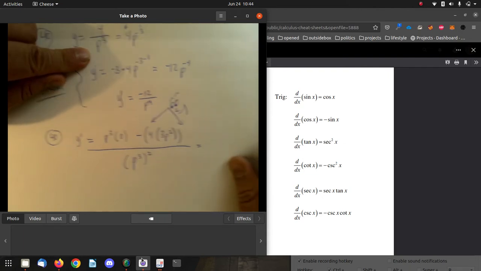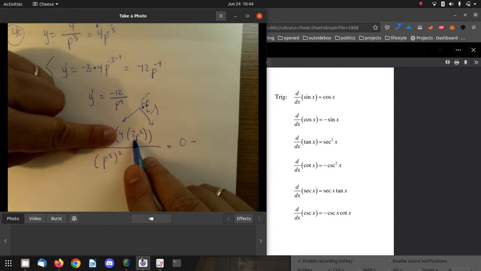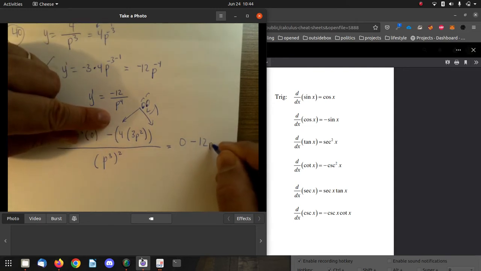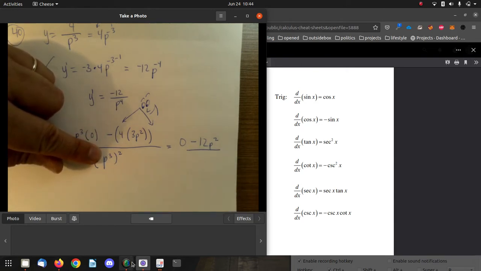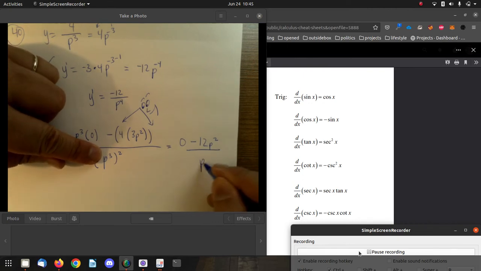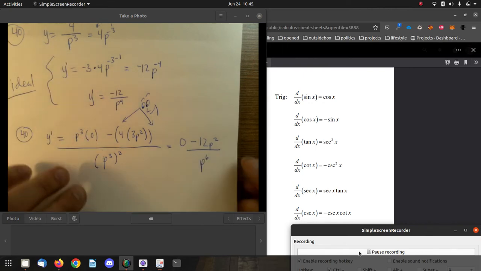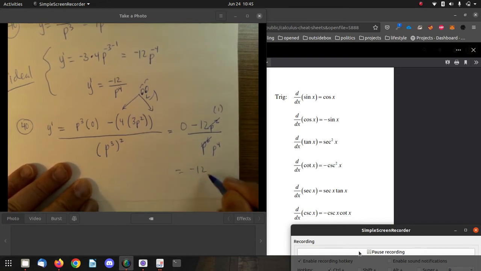Okay, and now we're going to simplify this out. We're going to have 0 minus 4 times 3 is 12, so we're going to have negative 12p squared up here. And down here, we have a power of a power, so make sure your exponential rules are good. Of course, we're going to multiply those, giving us p to the 6th. And then when we cancel out, we get 2 here, 6 here, so there'll be 4 left down here and none left up here. And so we're going to get negative 12 over p to the 4th.